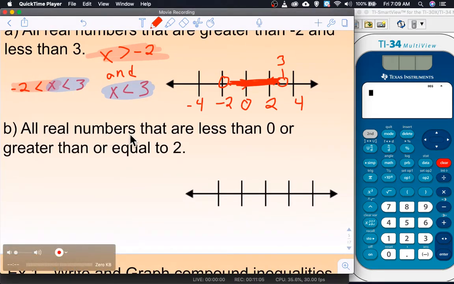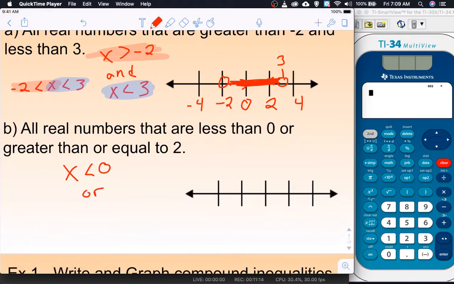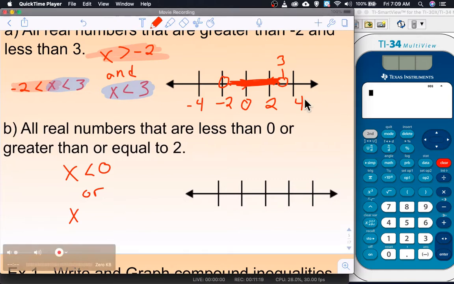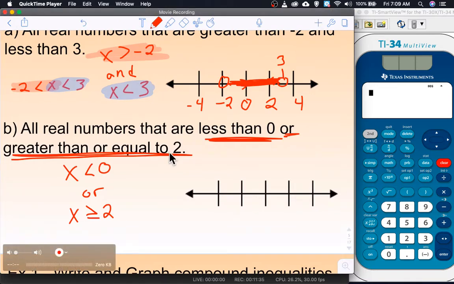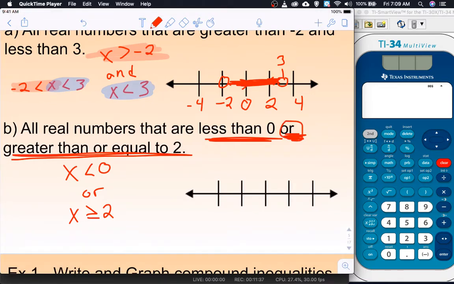All real numbers that are less than 0, okay, so numbers less than 0, or those same numbers, or greater than or equal to 2. Greater than or equal to 2. So we got numbers that are less than 0 or greater than or equal to 2. And there's our big old or buddy.